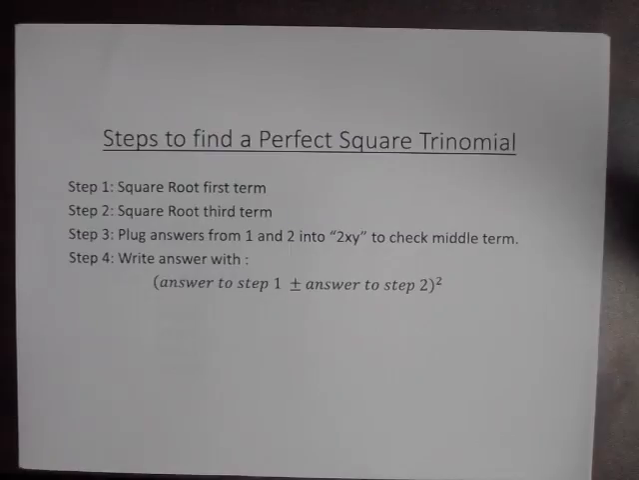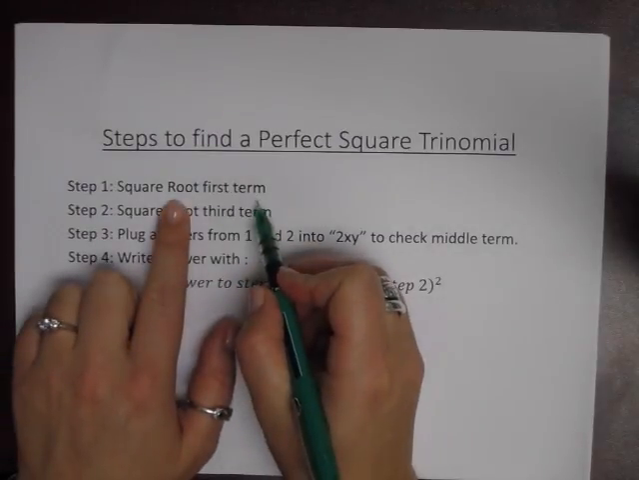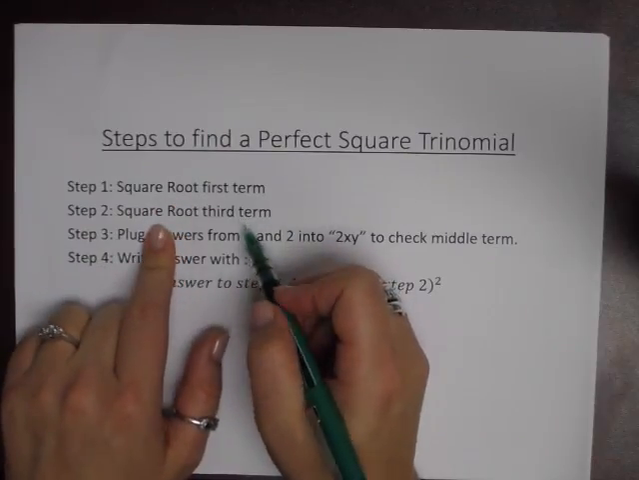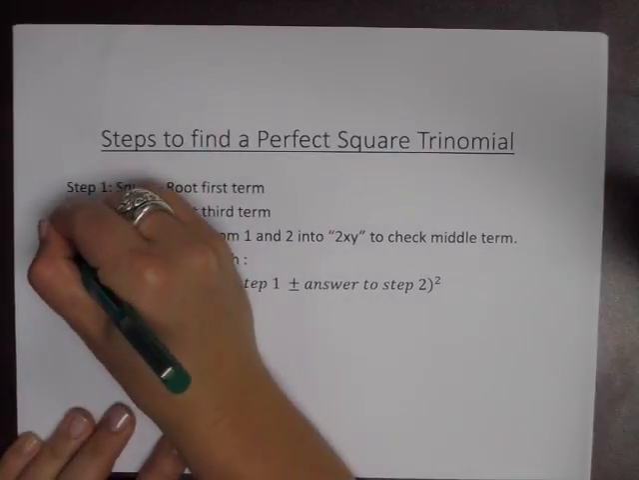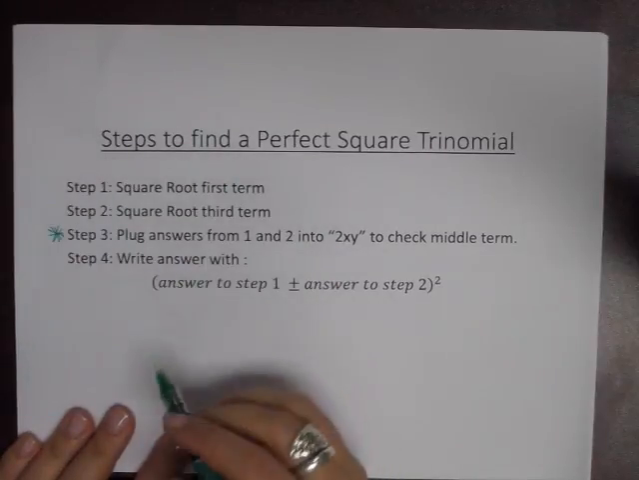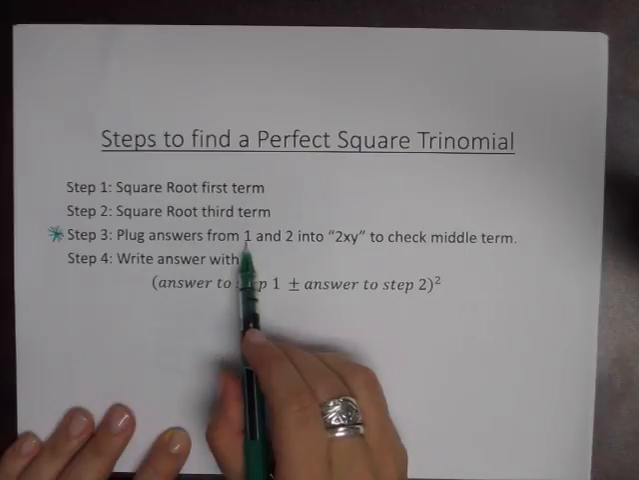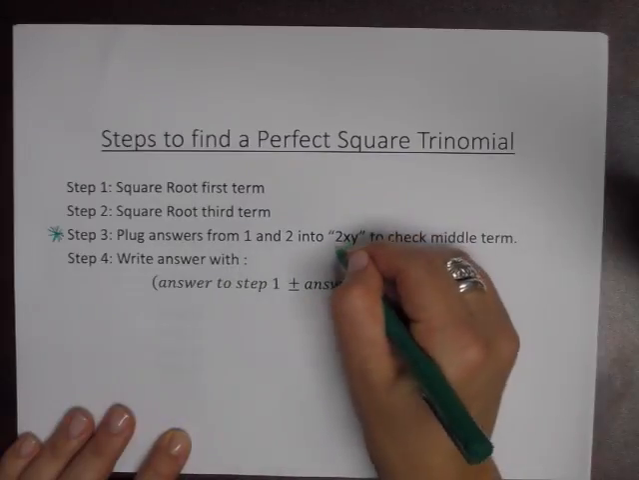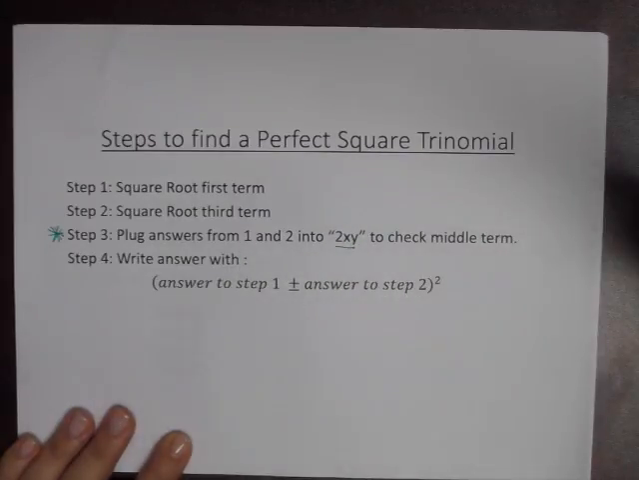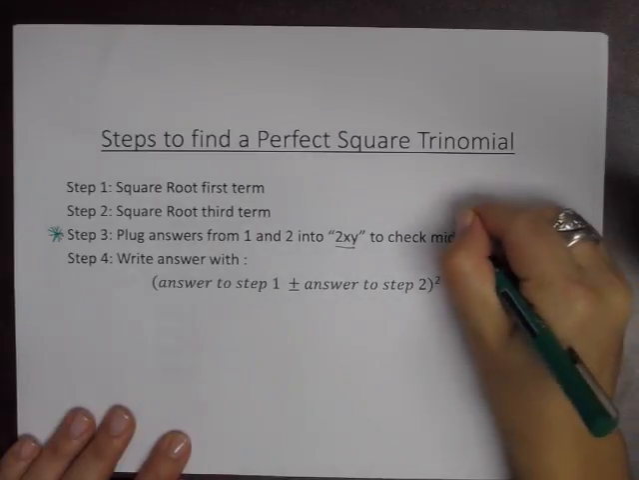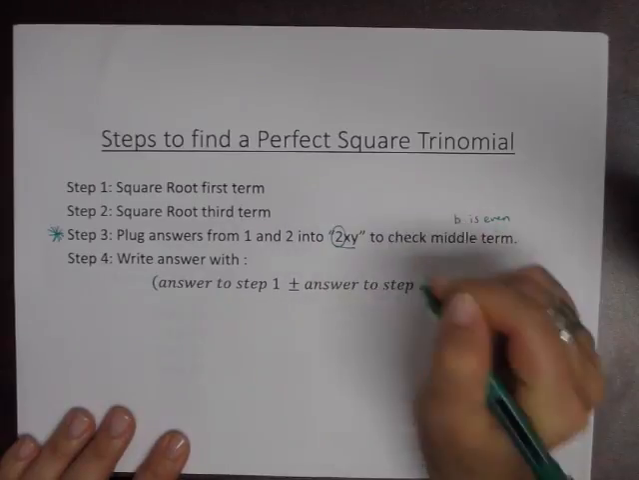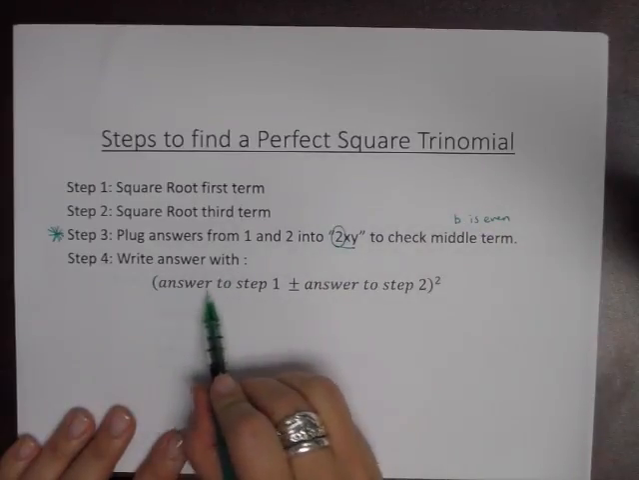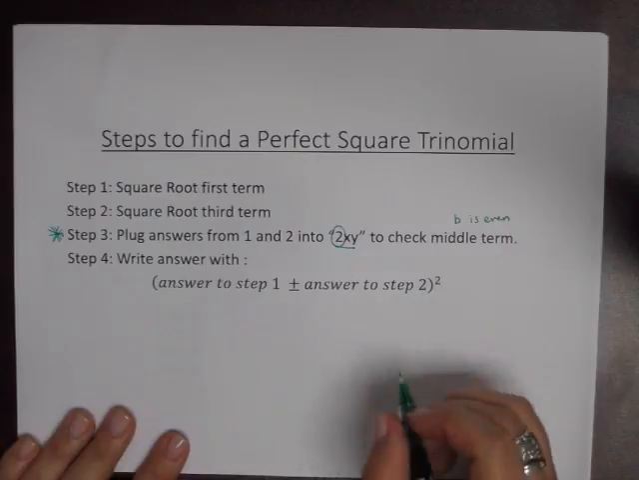So your steps to find the perfect square trinomial: the first thing that you want to do is take the square root of the first term. The second thing you do is take the square root of the third term. The third step is the most important step. Make sure that you show it. Plug your answer from 1 and 2 into 2 times x times y to check the middle term, because my middle term, or my b, is even, so we always have to multiply it by 2. Then you write the answer to step 1 plus or minus the answer to step 2.